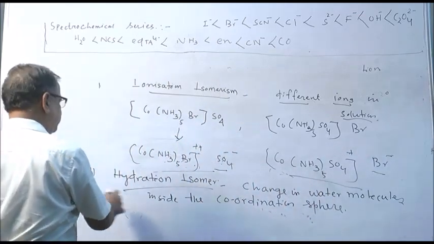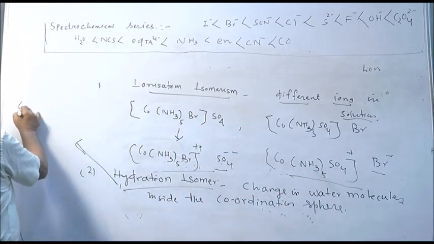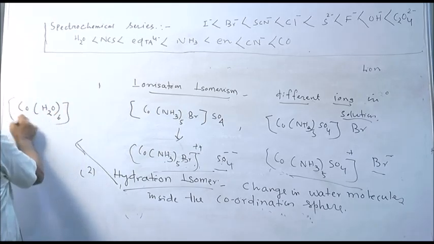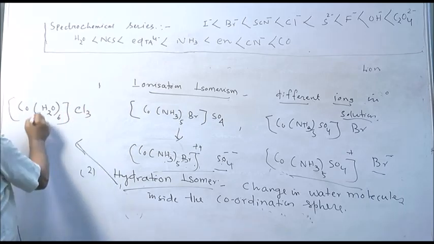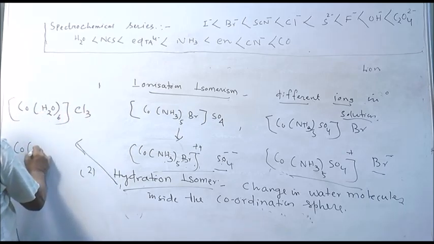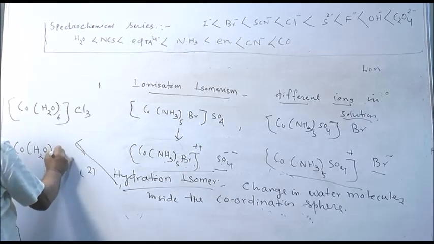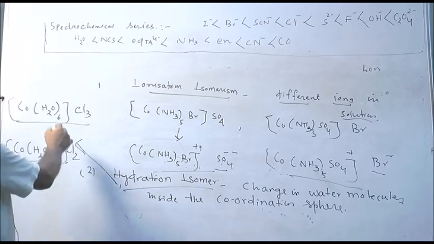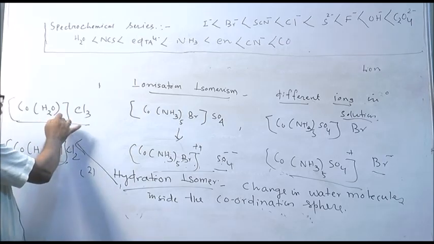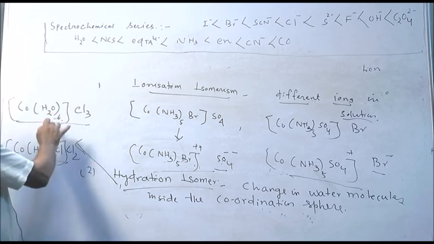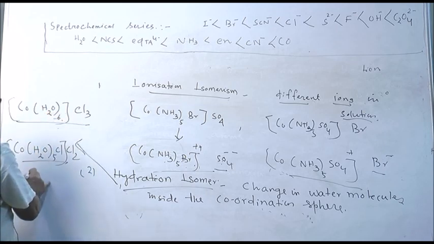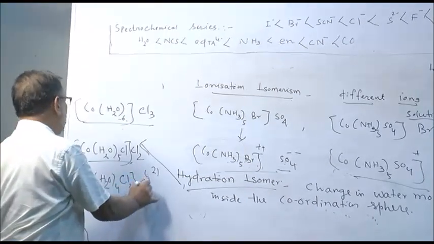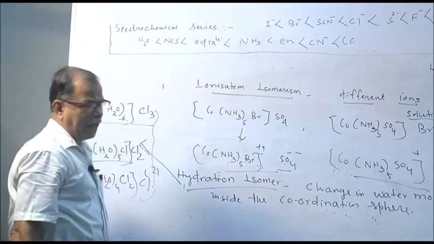Example of hydrate isomer: [Co(H2O)6]Cl3. The isomer is [Co(H2O)5Cl]Cl2. The molecular formula is the same, but here there are 5 water molecules, there 6 water molecules. The number of water molecules changes. Again I may write [Co(H2O)4Cl2]Cl. These are all examples of hydrate isomers.